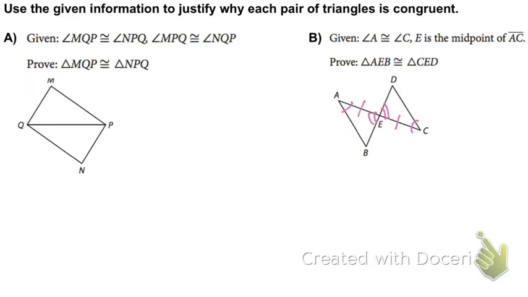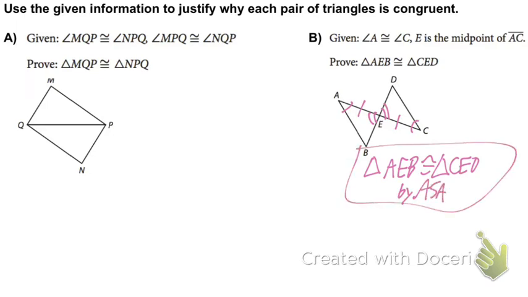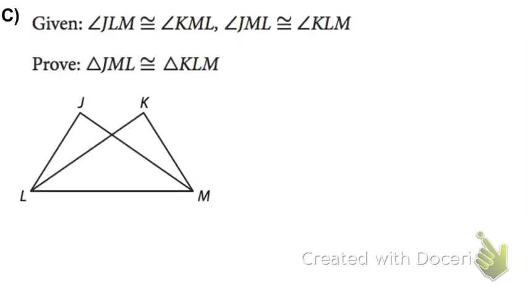Now we can use ASA. Angle, side, angle. Any questions on how we got here with all of this? So we did prove that triangle AEB is congruent to triangle CED by angle, side, angle. ASA is like NASA without the N.